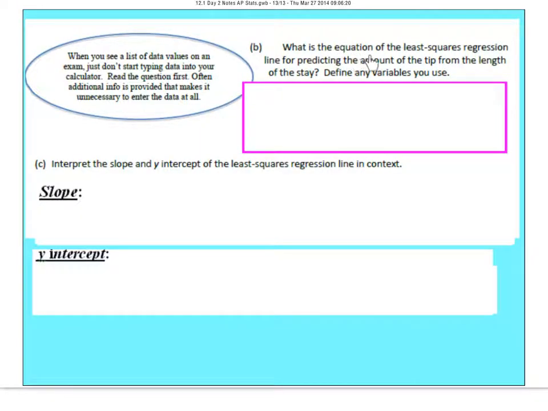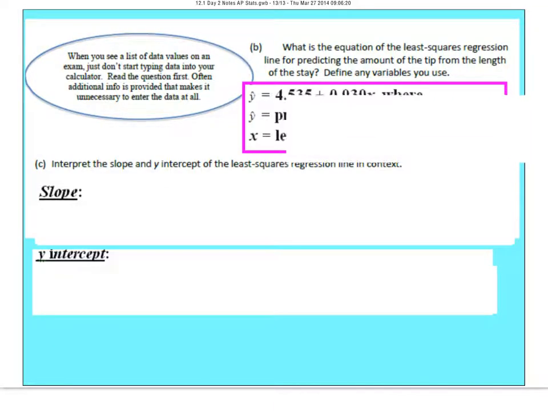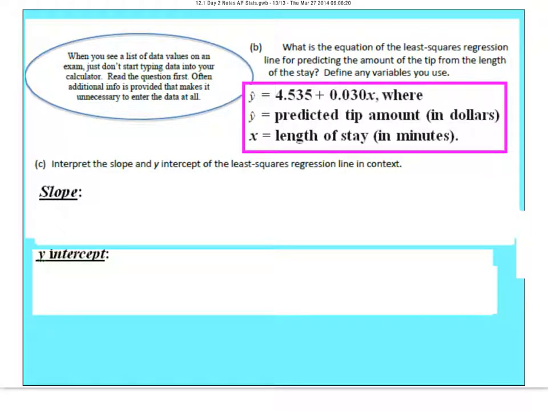Part B, what is the equation of the least squares regression line for predicting the tip from the amount of the stay? We're just going to go back to the computer output. Again, this is great review for writing least squares regression lines. From that, we saw that our y hat, or the amount of predicted tip, is our y-intercept plus our slope times x, where x is the amount of stay.